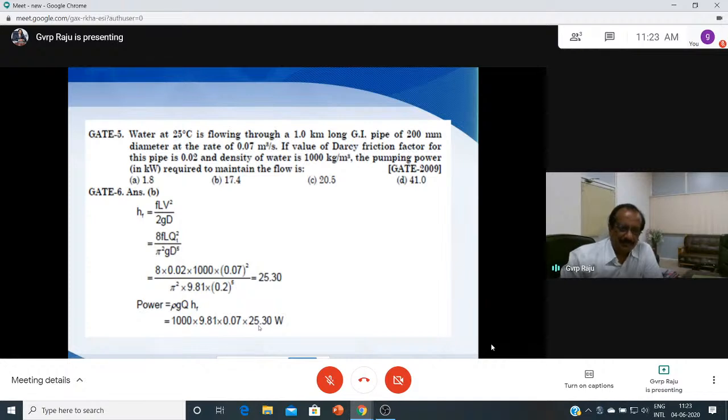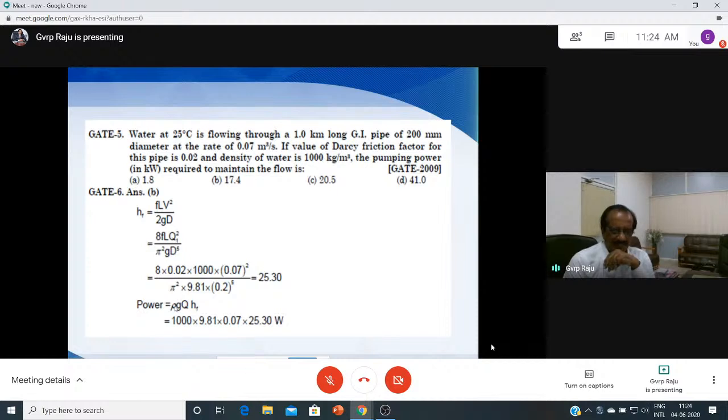So the other problem: water at 25 degrees centigrade is flowing through a 1 kilometer long pipe of 200 mm diameter at the rate of 0.07 meter cube per second. If the value of the Darcy friction factor for this pipe is 0.02 and the density of water is 1000 kg per meter cube, find the pumping power required to maintain the flow.